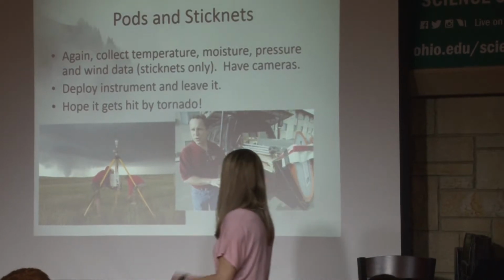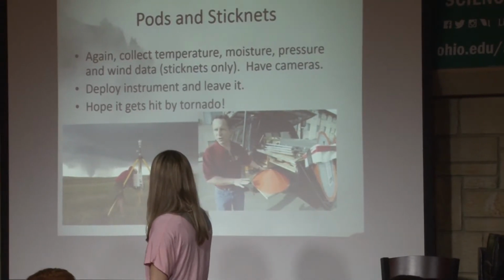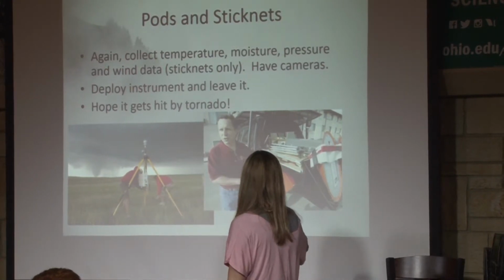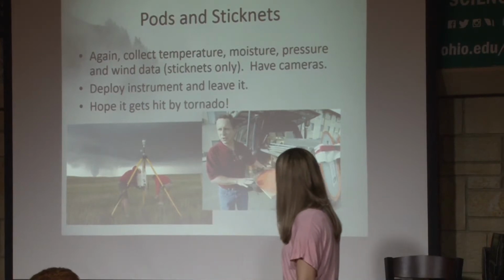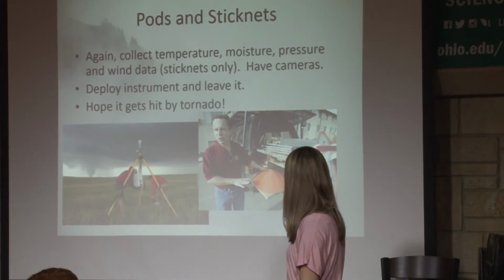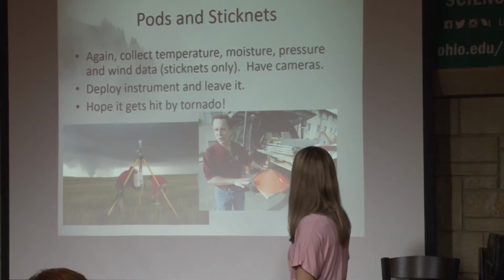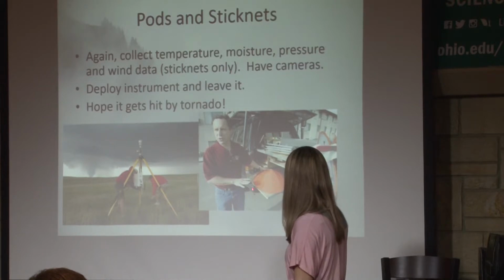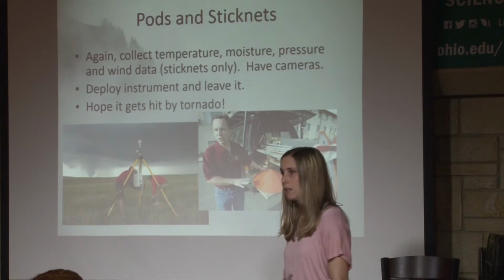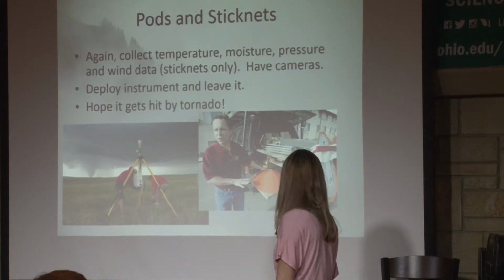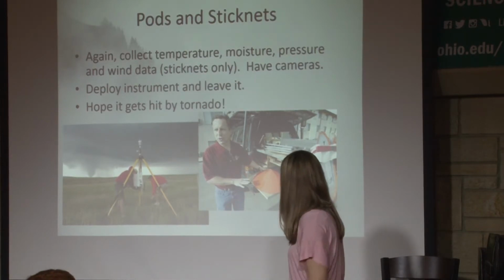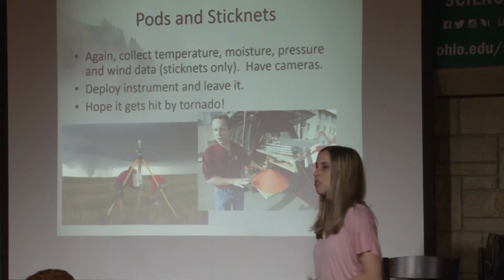Another option is to use these stick nets, which are basically tripods equipped again with various different instruments. And then this little thing is called a turtle or a pod. It gets deployed close to the tornado with the idea that the tornado passes over it. This guy, Tim Samaras, designed this himself. He's an engineer. Unfortunately, he was one of the 4 people killed in the El Reno tornado in 2013. But you design these instruments and deploy them and hope that they get hit by a tornado to observe pressure trends and so forth.